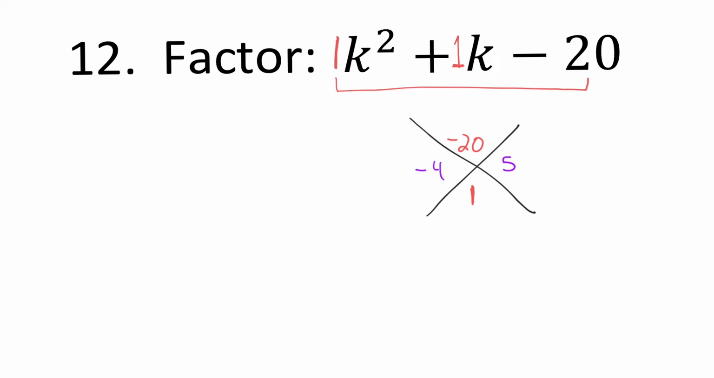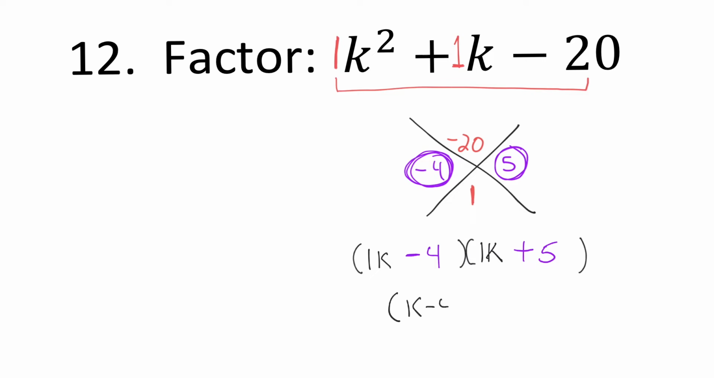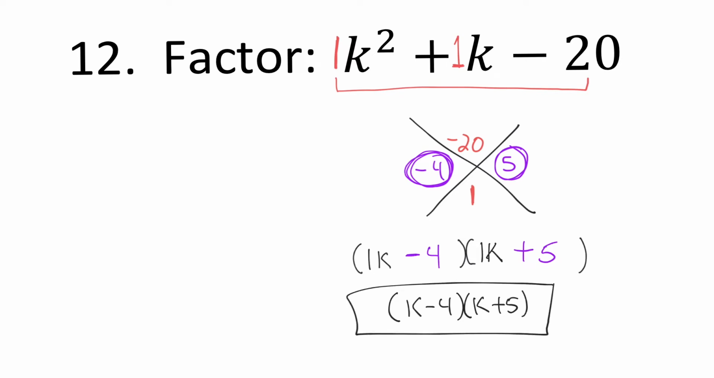The next step, you are going to have your two binomials, two parentheses. My a value is 1, so I'm going to bring down the 1 with the k, 1 with the k right here, and you're going to bring down the factors. Notice we have a negative 4 here, so it's going to be negative 4, and the second one is going to be a positive 5, plus 5. I don't need that 1 next to the k. So my two factors will be k minus 4 times k plus 5. We factored that quadratic trinomial.